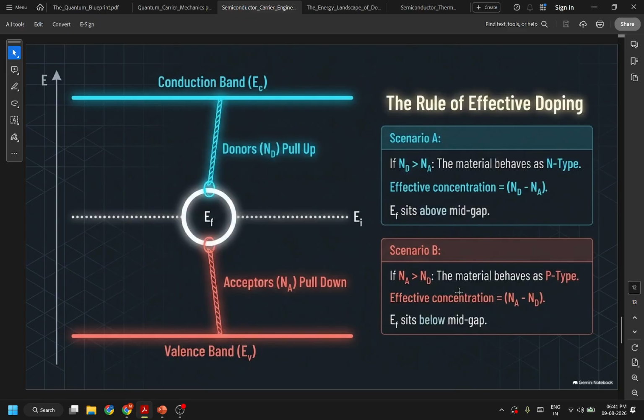So the rule of effective doping: let's say we give both donors and acceptors inside the semiconductor, then both will be pulling the Fermi level towards themselves. So the effective doping will be: if Nd greater than Na, the material behaves as N type and the effective concentration will be Nd minus Na. Whereas if Na greater than Nd, the material behaves as P type and the effective concentration will be Na minus Nd.